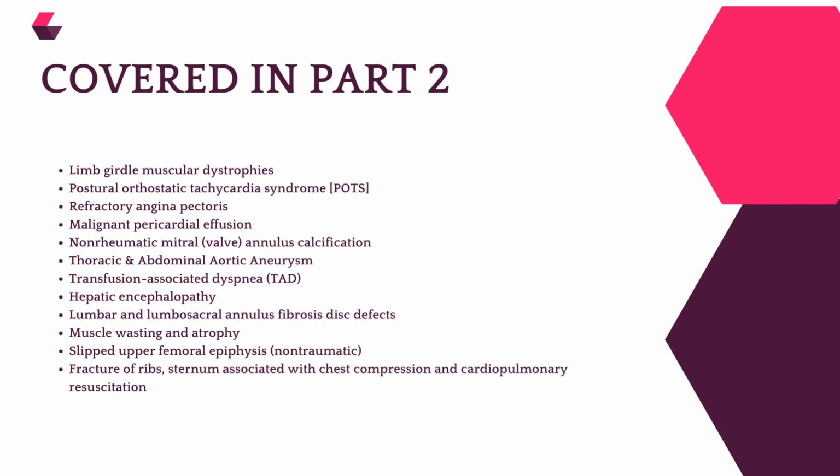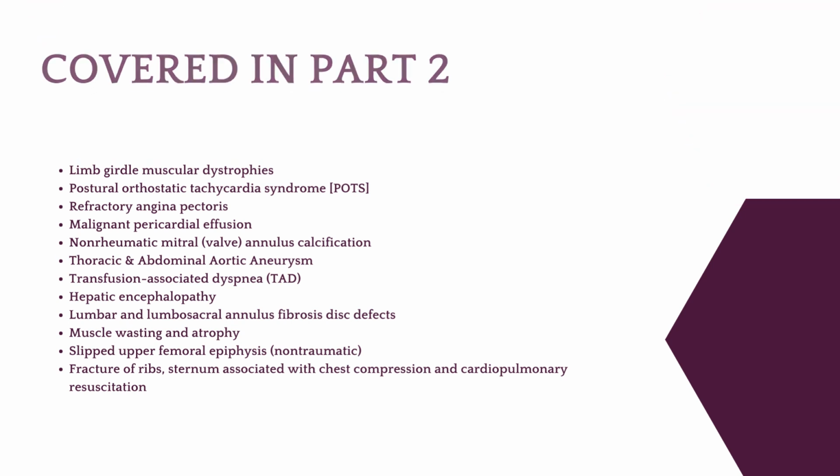And in part two of this series, these are the categories of codes that we covered from chapter 6 to chapter 13. The most important changes are for limb girdle dystrophies, refractory angina pectoris, thoracic and abdominal aortic aneurysms, lumbar and lumbosacral annulus fibrosis disc defects, slipped upper femoral epiphysis, and rib fractures due to cardiopulmonary resuscitation. This is what was covered in part 2 for the most important updates for 2023.